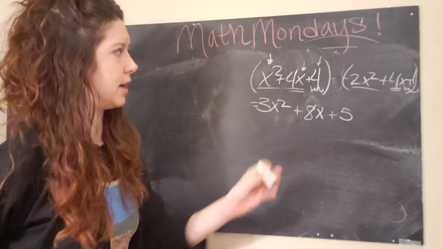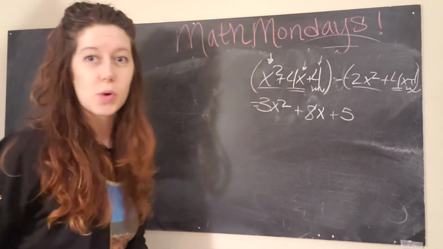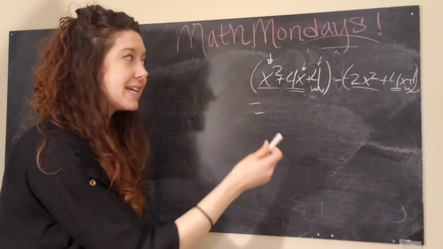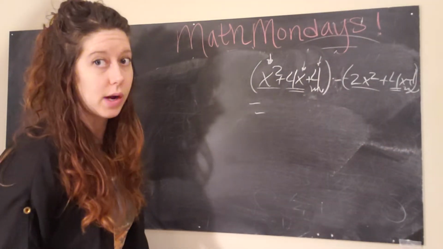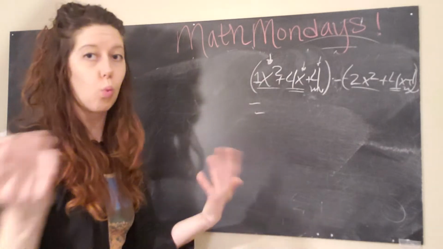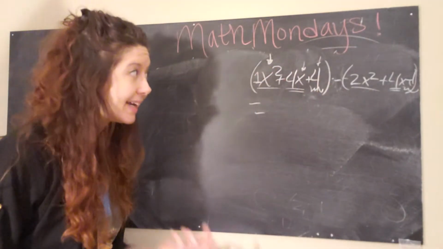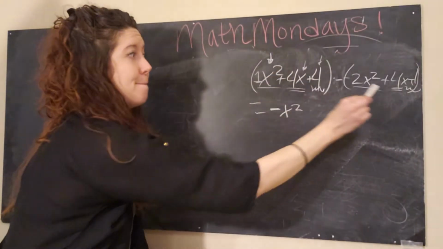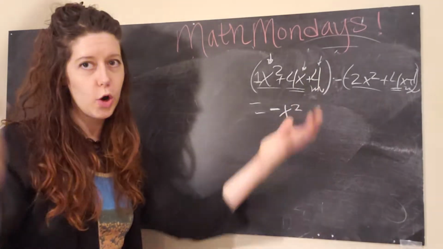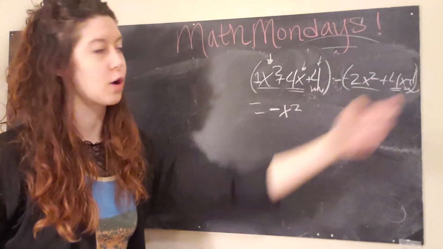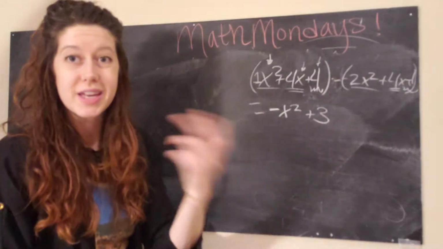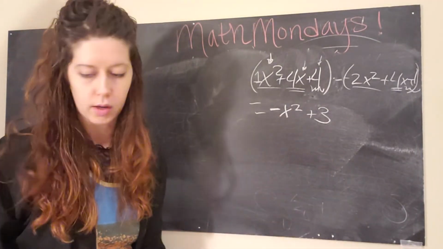What if this was a minus sign? That's okay, don't worry. We do the exact same thing, we just flip the sign on the second polynomial. Okay, so in this case, we would do x squared minus 2x squared. And remember, we have a 1 in front of this first term, so it would be 1 minus 2, which is minus 1 or minus x squared. Then we have a 4x minus 4x, which is 0. Woo, our life is easy. And then we have a 4 minus 1, which is a positive 3. So when we simplify this with a negative sign, we get minus x squared plus 3.